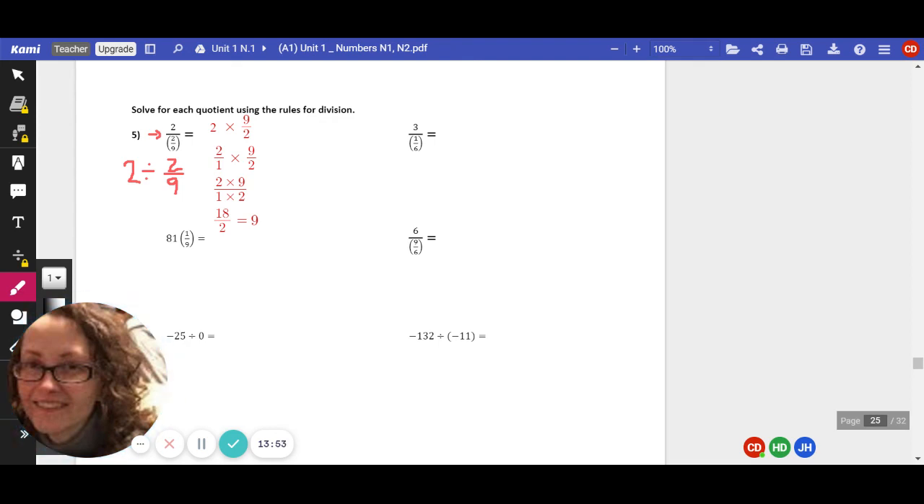Then we can keep the 2, change the division to multiplication, and flip the fraction from 2 over 9 to 9 over 2. Here, when we solve, we can turn 2 over 1 into a fraction so that we can multiply straight across and then simplify. Try the rest of question 5 at the end of this video.